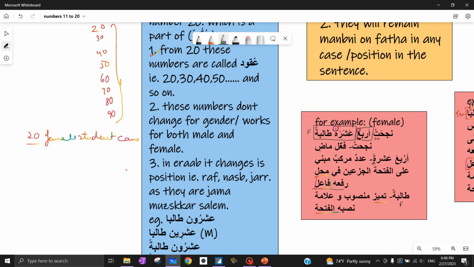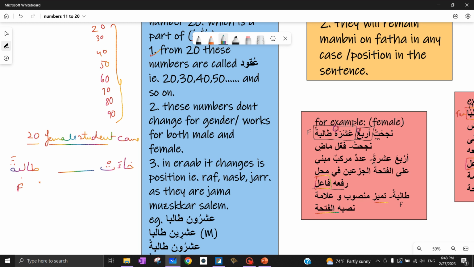Ja'a, Ja'at, sorry, with the ta marbuta. Ja'at, how many? 20. So we will leave a dash over here. We will not put the number right now. Female students. So female students is our tamiz. Put the tamiz here: Talibatan. Okay? Talibatan.